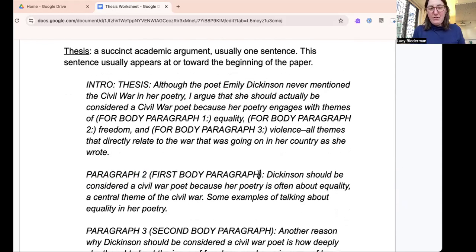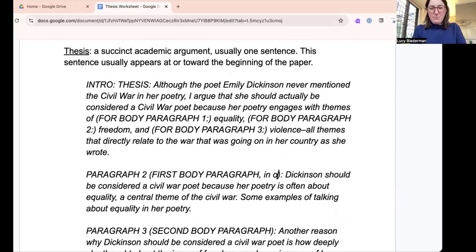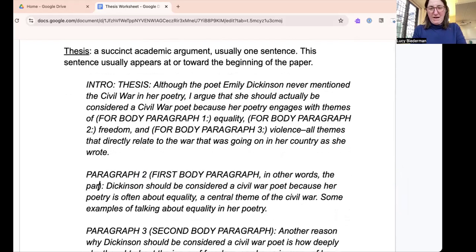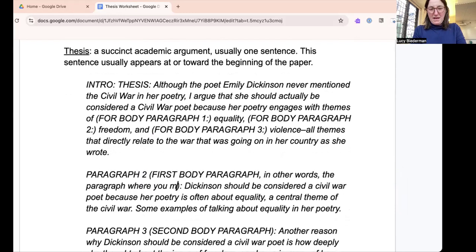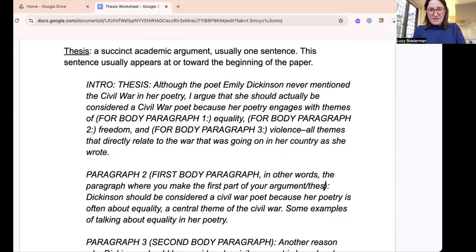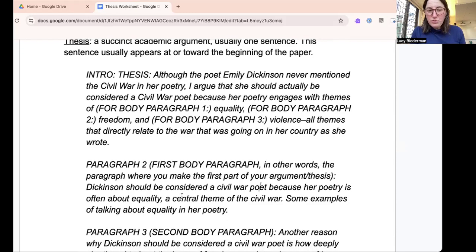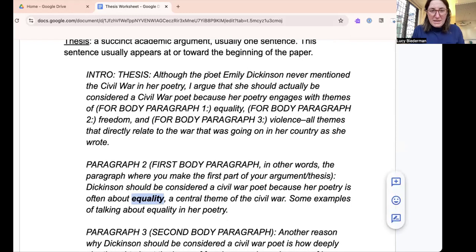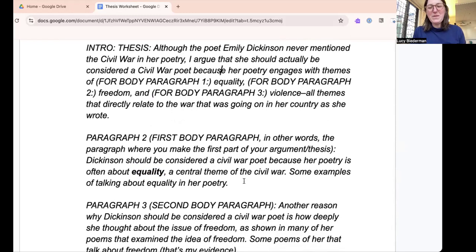So here's the second paragraph of the essay and the first, what is called the body paragraph. And the body paragraph is, in other words, the paragraph where you make the first part of your argument. Okay, so Dickinson should be considered a Civil War poet because her poetry is often about equality, that item number one from the thesis, a central theme of the Civil War. And then I'd give some examples of talking about equality in her poetry.